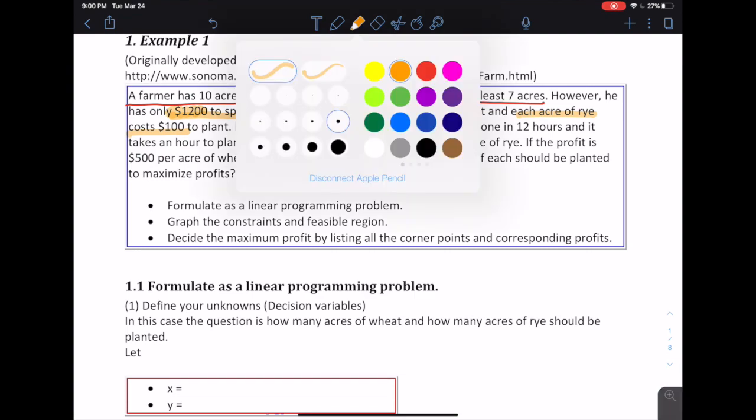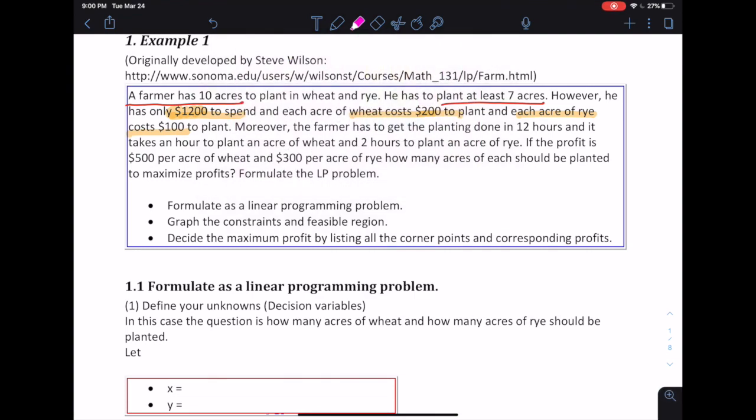Moreover, we have some other constraints as well. The farmer has to get the planting done in 12 hours. So there is a time limit as well. 12 hours is the available time. And it takes 1 hour to plant an acre of wheat and 2 hours to plant an acre of rye. So we have time constraints given here. Now, lastly, we have a profit function. So the profit is given.